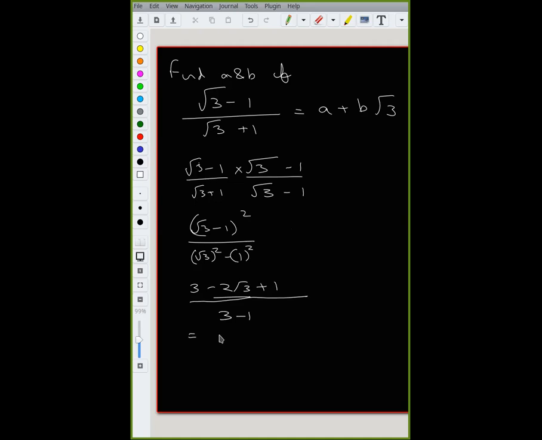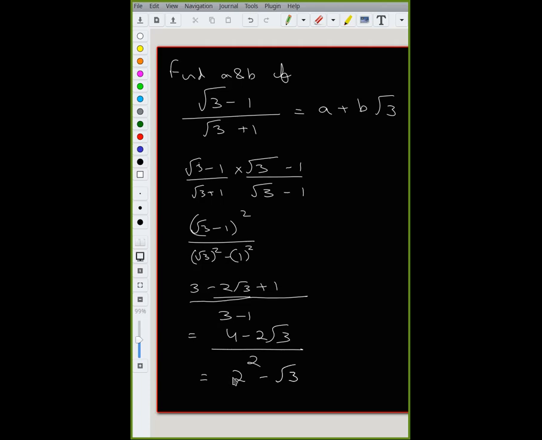2. What is the numerator? 3 minus root 3 plus 1, which by 2. So simplify the numerator also together. Ananya, 3 plus 1, 4, by 2, which is? Minus, sorry, 2 minus 2 root 3 by 2.